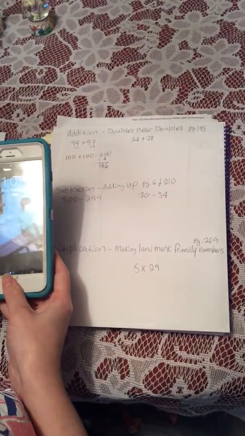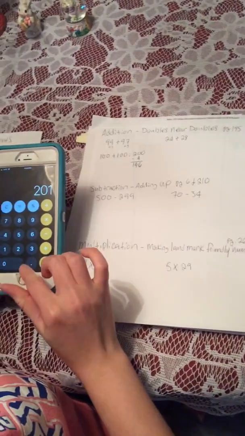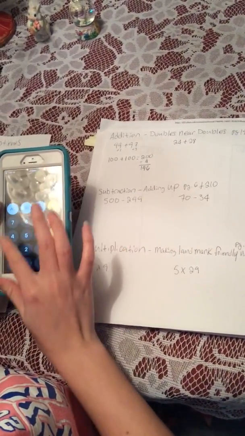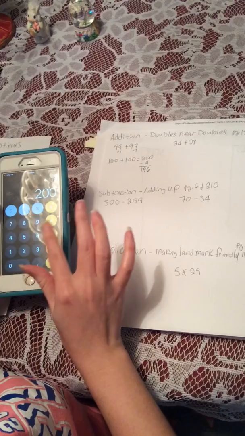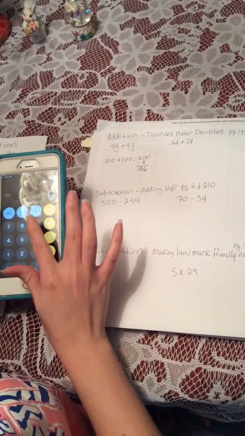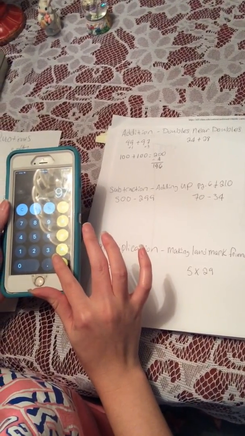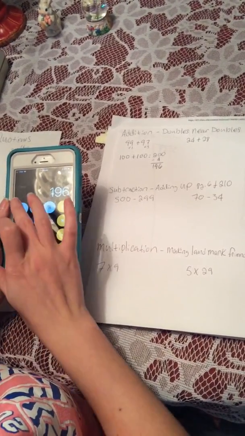And if I check my work, it is 200, take away 4, 196. 99 plus 97 equals 196.